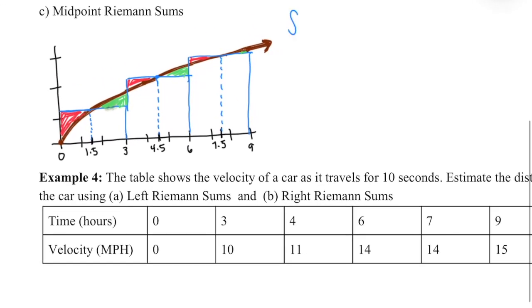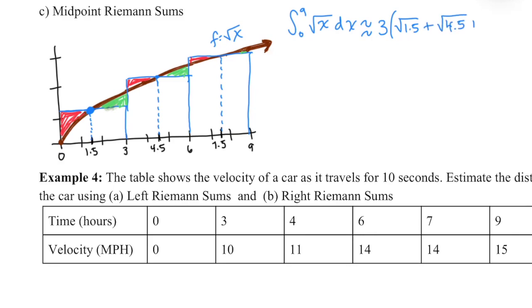So the midpoint from 0 to 9 of the square root of x dx is approximately 3 times the square root of 1.5, since that's what this output is here. I plugged 1.5 into my function, which is the square root of x. And then my output at 4.5 is the square root of 4.5. And the output at 7.5 is the square root of 7.5. And this all ends up being 18.254.